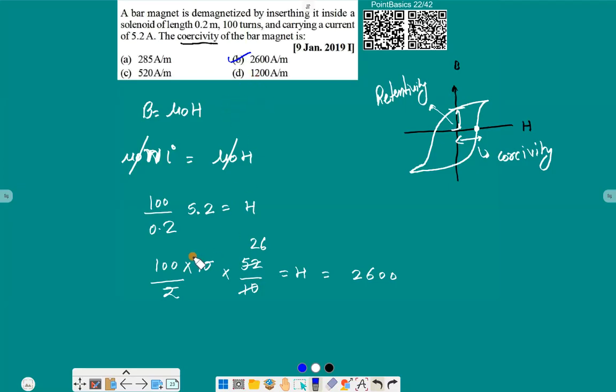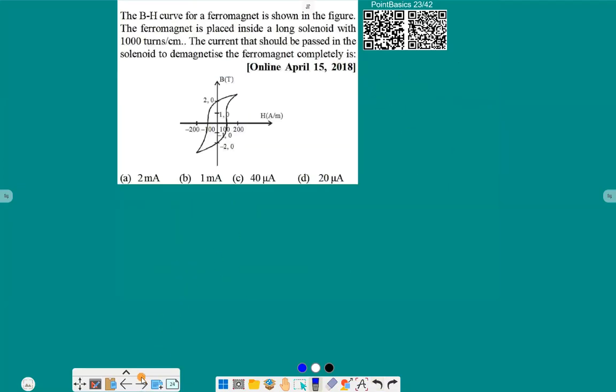Now let's move to the next one. Again, we have the same type of question. We have a BH curve for a ferromagnet shown in the figure. The ferromagnet is placed inside a long solenoid with 100 turns per centimeter. The current that should be passed in the solenoid to demagnetize the ferromagnet completely. Now, after demagnetizing the material, its magnetic field should be equal to 0.